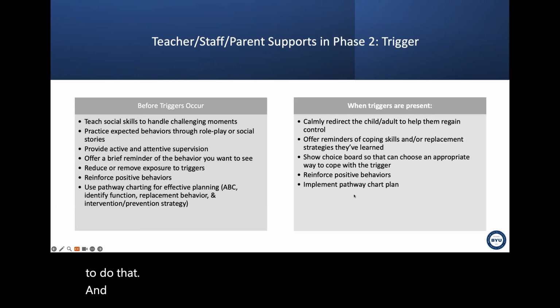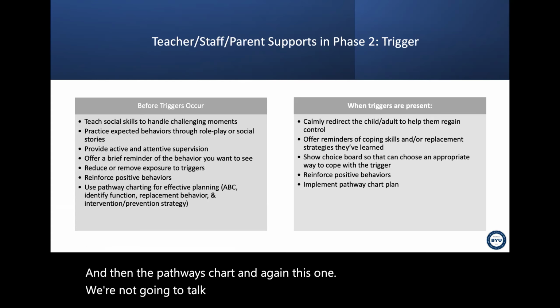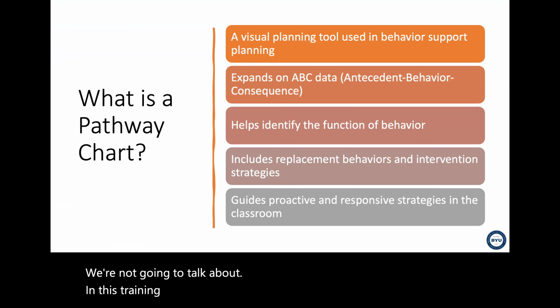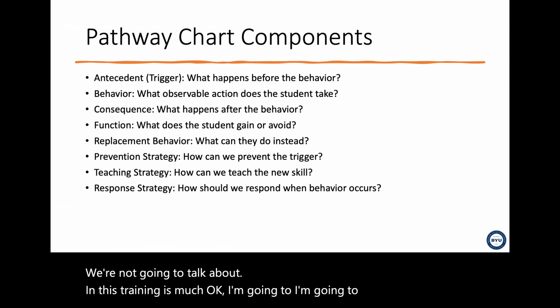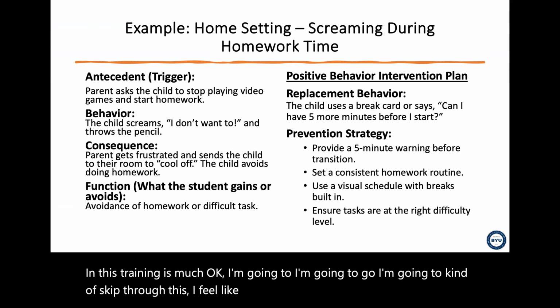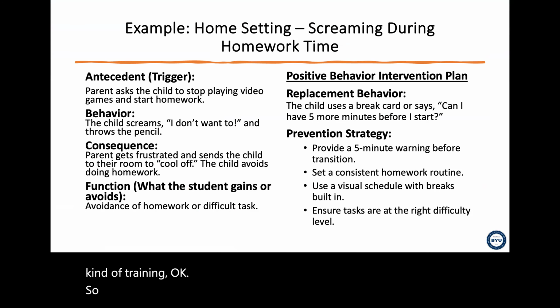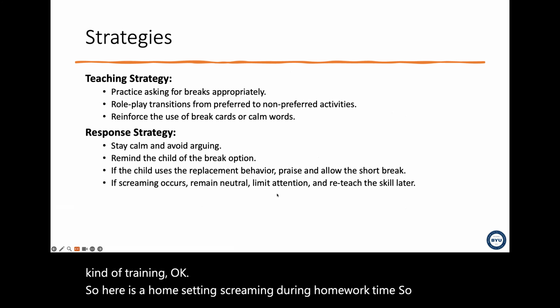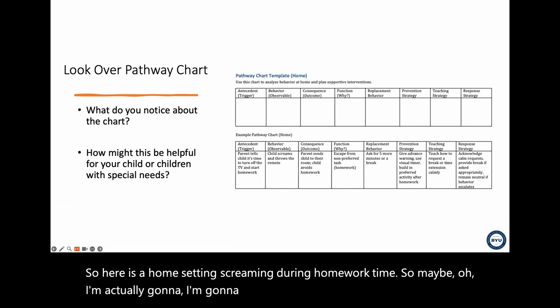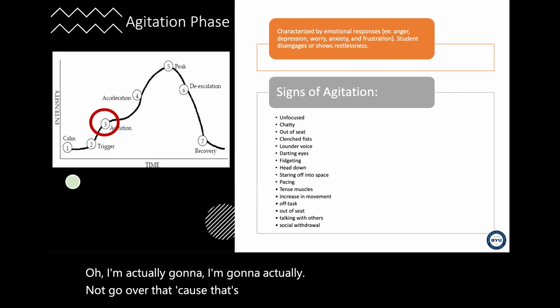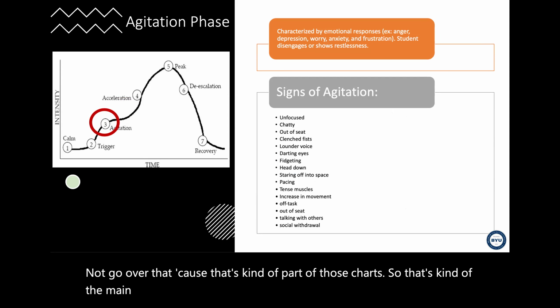And then the pathways chart. Again, this one we're not going to talk about in this training as much. I'm going to skip through this. I feel like it's a lot. Again, I think that needs its own kind of training. So here's a home setting, screaming during homework time. Actually, I'm not going to go over that because that's part of those charts. So that's the main stuff in the trigger stage that you really need to think about.